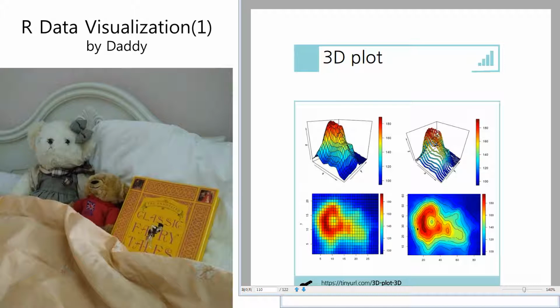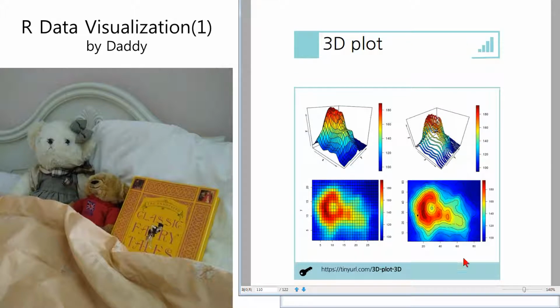I'm going to talk about 3D plot today. 3D plot is a tool to show the surface of a mountain or that kind of thing. So I will show you how to do it with an example.